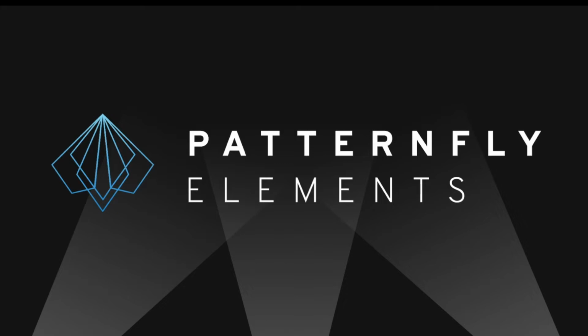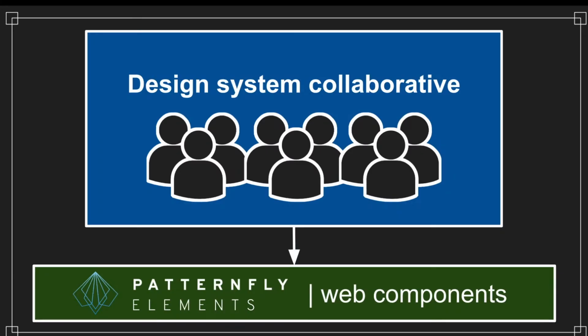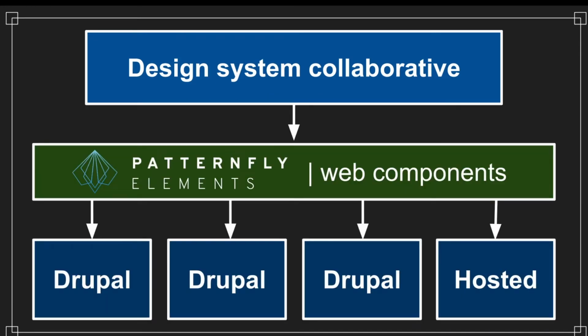We have T-shirts, yeah. So Patternfly Elements is the project that we've started at Red Hat to bring web components to all of our different web properties. We've got a design system collaborative, which directly feeds into the web components, meaning our design system is turned into code directly, instantaneously, pushed out to our websites by just doing a simple update. And then you can see that gets pushed down into Drupal and the hosted assets. So it's CMS neutral.